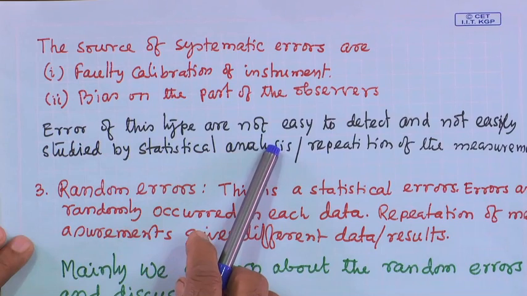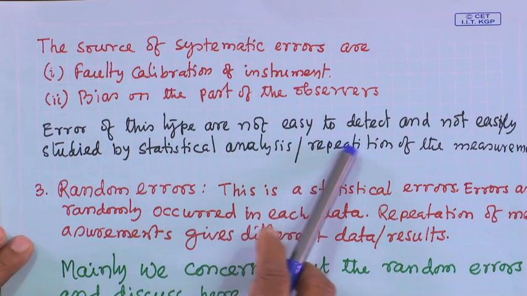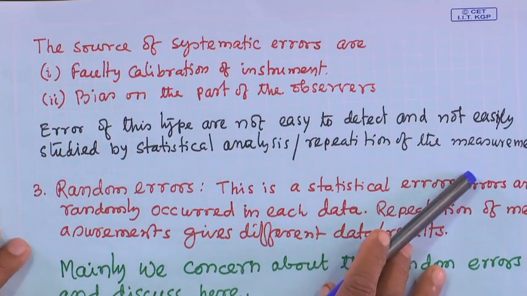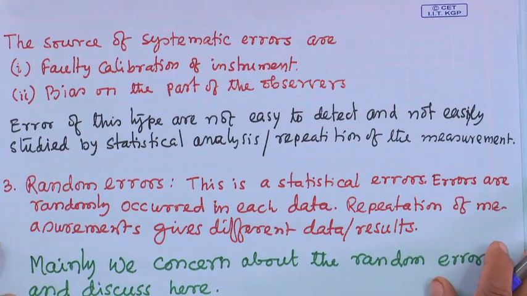Now, here it is very difficult to find out. Repeating the experiment will not help you to find out this error or to minimize this error, because if you use the same faulty calibrated instrument, if you take the data in the same way from the side, you will get the same result again and again. That is why we say this type of error is not easy to detect and not easily studied by statistical analysis or repetition of the experiment.